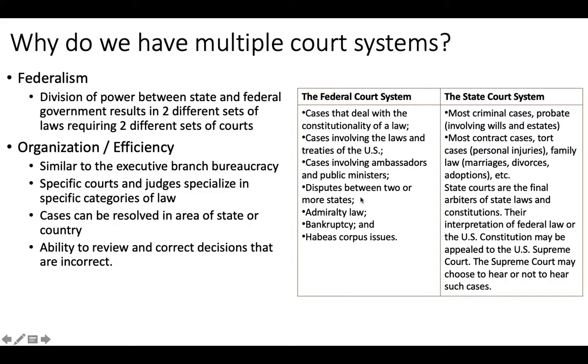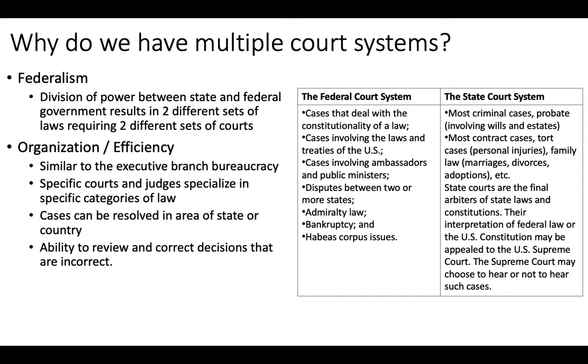Any instance where we have a federal power or a federal law that overrides a state law, that case would have to go to the federal court system. And then any cases involving federal government employees, such as ambassadors, diplomats, or other figures within the U.S. government, such as FBI agents, postal employees, or other bureaucrats, those cases would also be directed to the federal court system instead of the state court system.